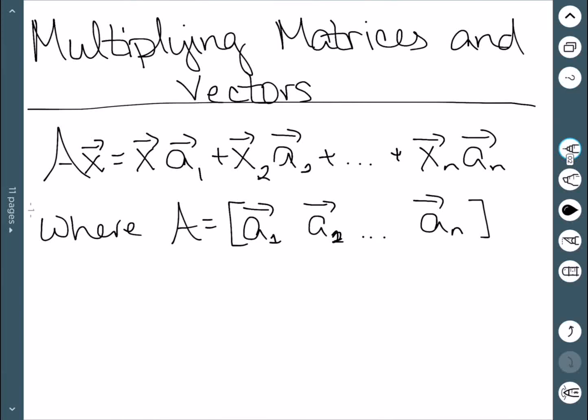We'll now look at multiplying matrices, and we'll start by multiplying matrices and vectors. We multiply a matrix A times a vector X by multiplying the first entry in the vector X by the first column of A, the second entry in the vector X by the second column of A, and continue this process, and then we'll add the results.